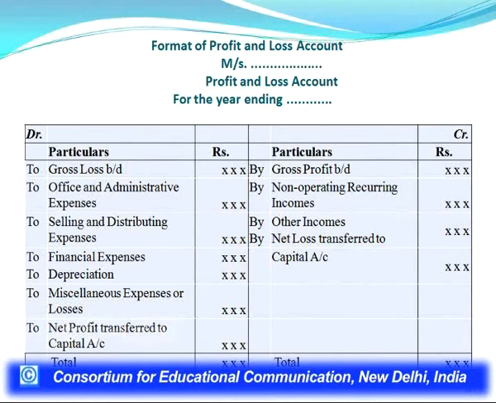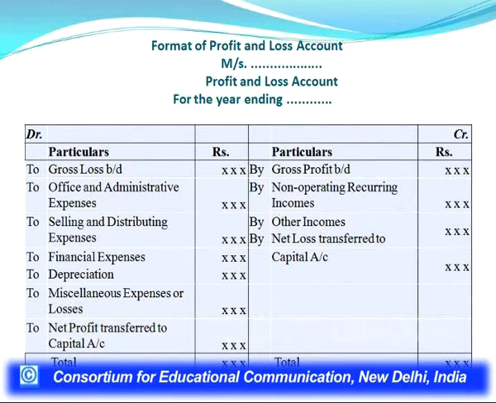So, after recording gross profit or gross loss and indirect expenses and indirect incomes, we have to find out the balancing figure. If this balancing figure is on the right side, that is on the credit side, then it is the net loss, and if the balancing figure is on the debit side, then it is the net profit.